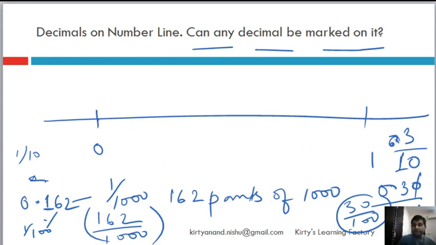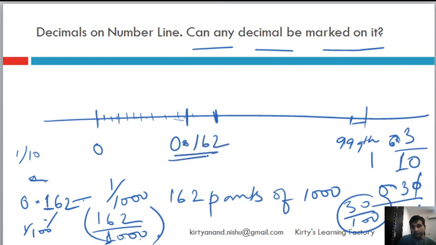Similarly 0.162: 162 divided by 1, and then I count how many digits, 1 2 3, so 1000. So 162 by 1000. Basically it is 162 parts out of 1000. It is simple, we can put this decimal on the number line. If we were to divide this whole thing into 1000 parts, let's say this was the 999th part and then this was the 1000th part, somewhere here you start counting 1 2 3 4 5 6 7, up to 162, somewhere here is 0.162. That's how you will be able to mark this decimal on the number line.